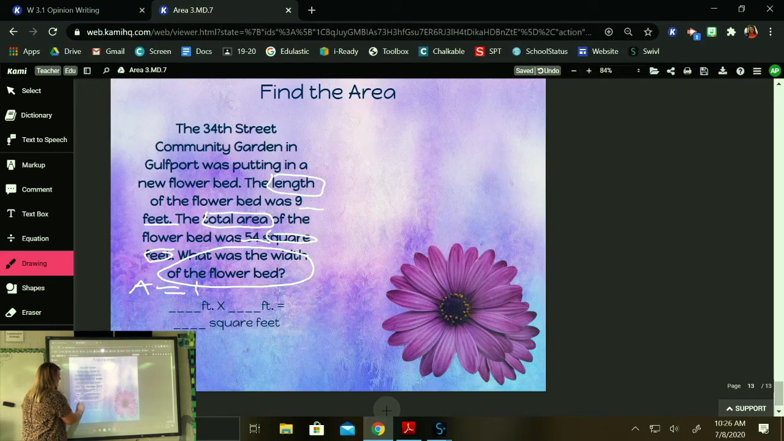We have area equals length times width. We know that our length was 9 feet. We don't know our width yet, so I'm going to leave that blank. And then our area was 54 square feet. So, what could we multiply by? 9 times what would give us 54? 9 times what equals 54? I know, 6. 9 times 6 equals 54. So we have 9 feet times 6 feet equals 54 square feet.